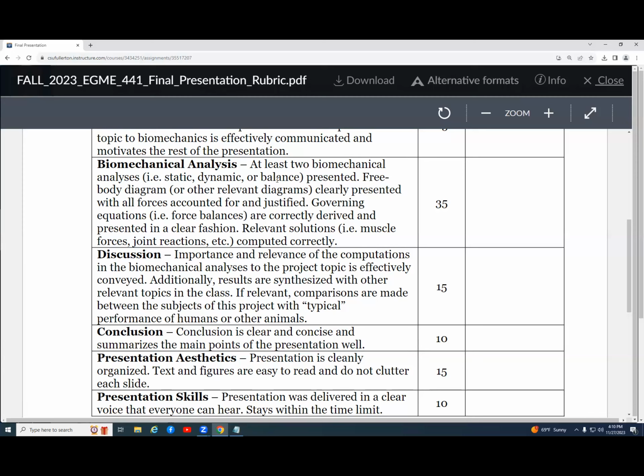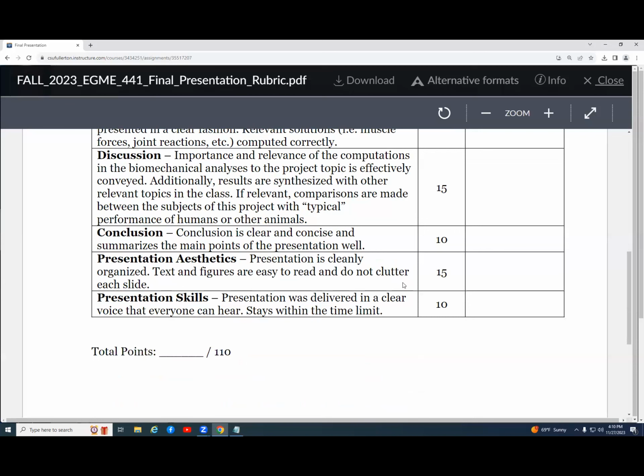Okay. The last couple of factors here are not specific sections of your presentation, but I am going to be looking at them. The first is the presentation aesthetics. The presentation should be cleanly organized. It shouldn't just be thrown together at the last minute. There should be proper grammar, proper spelling, and proper capitalization, and the text and figures should be easy to read.